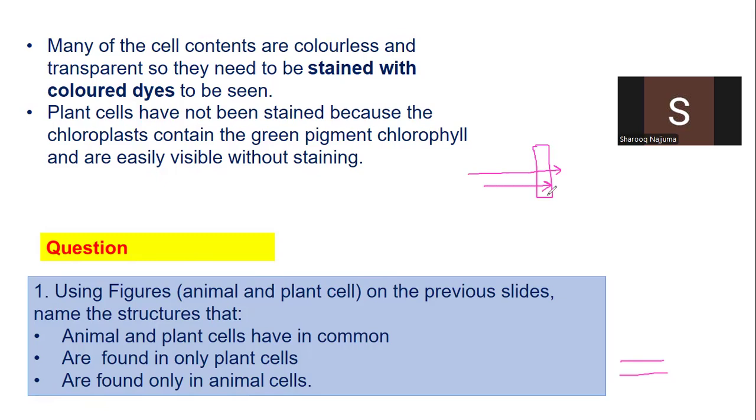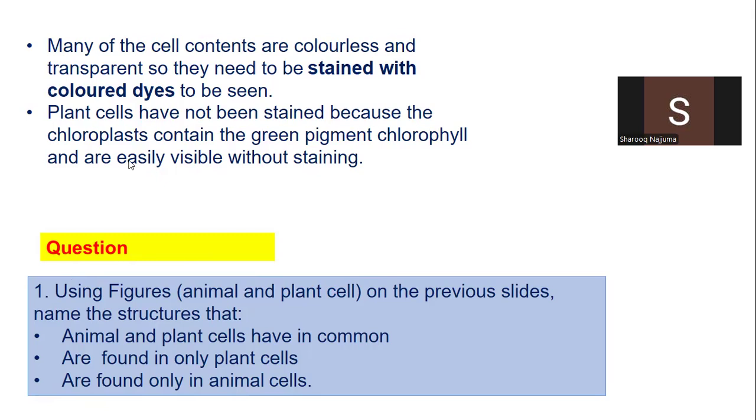Now, one of the challenges is that most of the cell contents are colorless. So if the cell contents are colorless, that means that when light is made to pass through those cell contents, that light just passes through. Anything that is colorless will just allow light to pass through because it will be transparent. Light will pass through and an image will not be made. So for these cell structures to be seen, since they are colorless, they have to be stained.